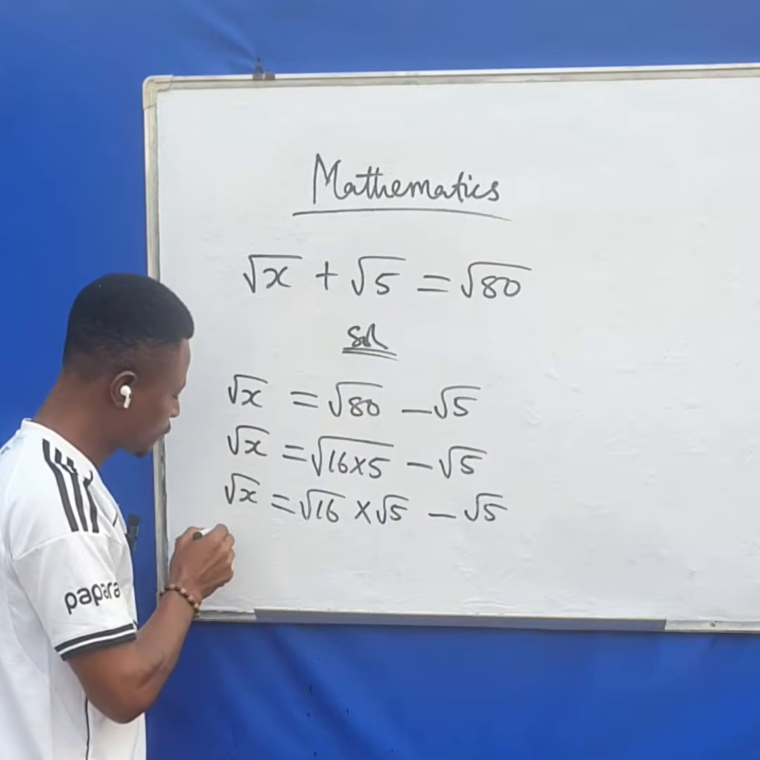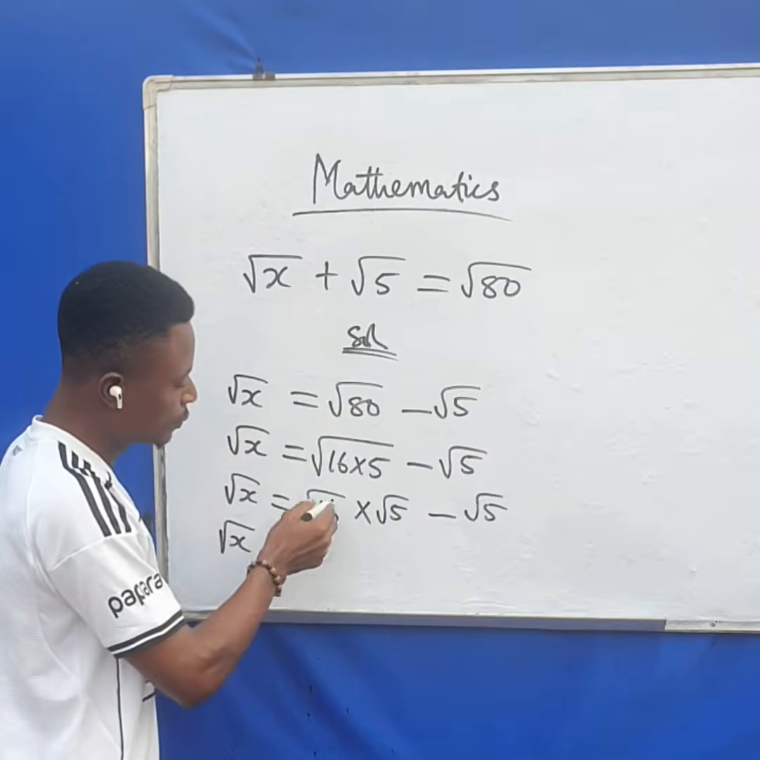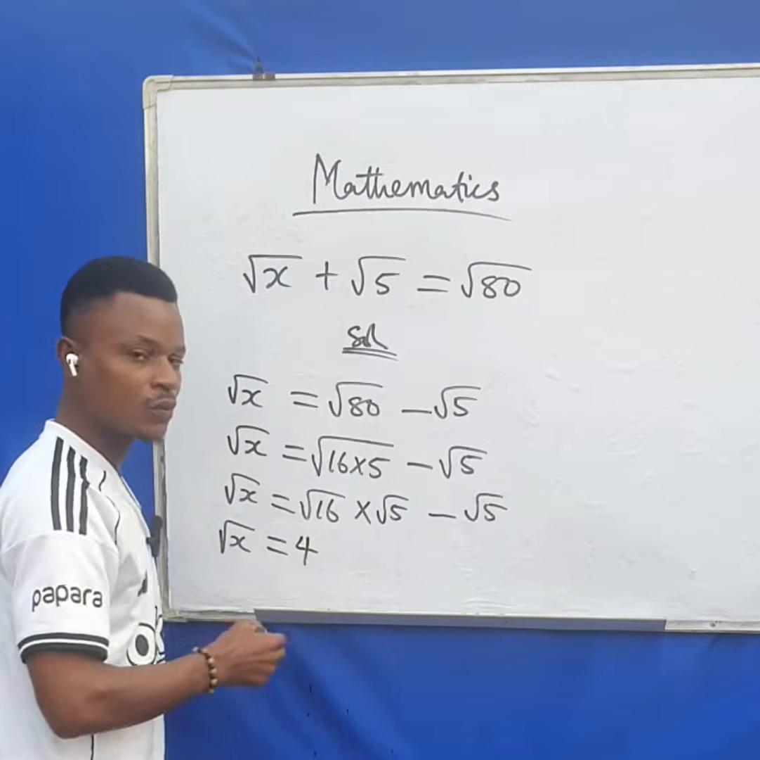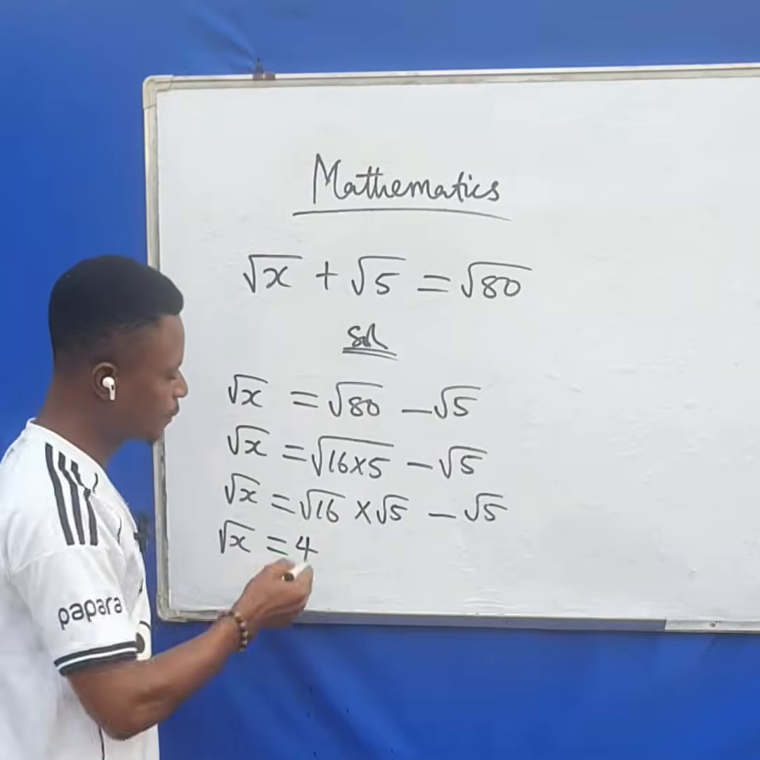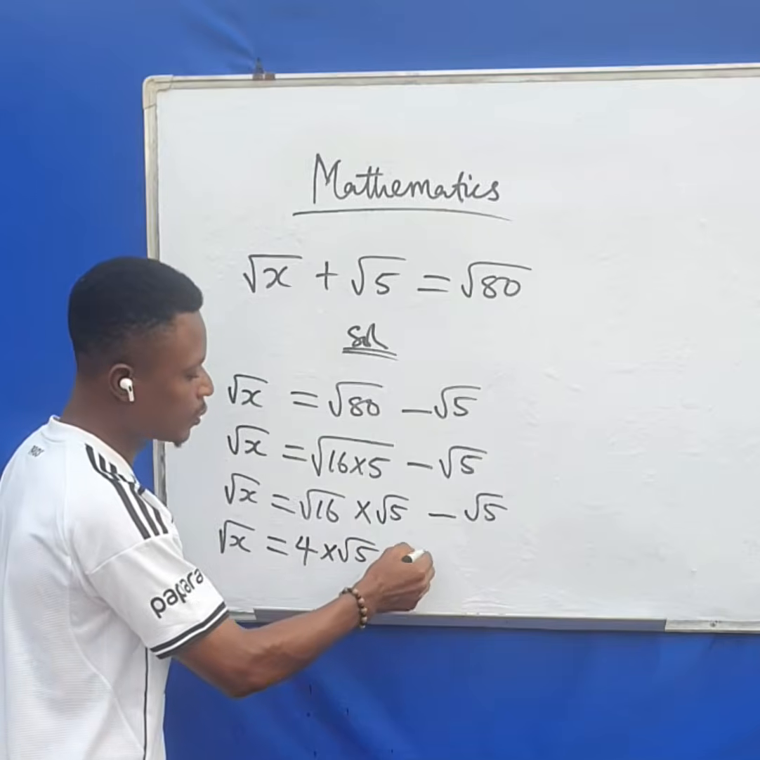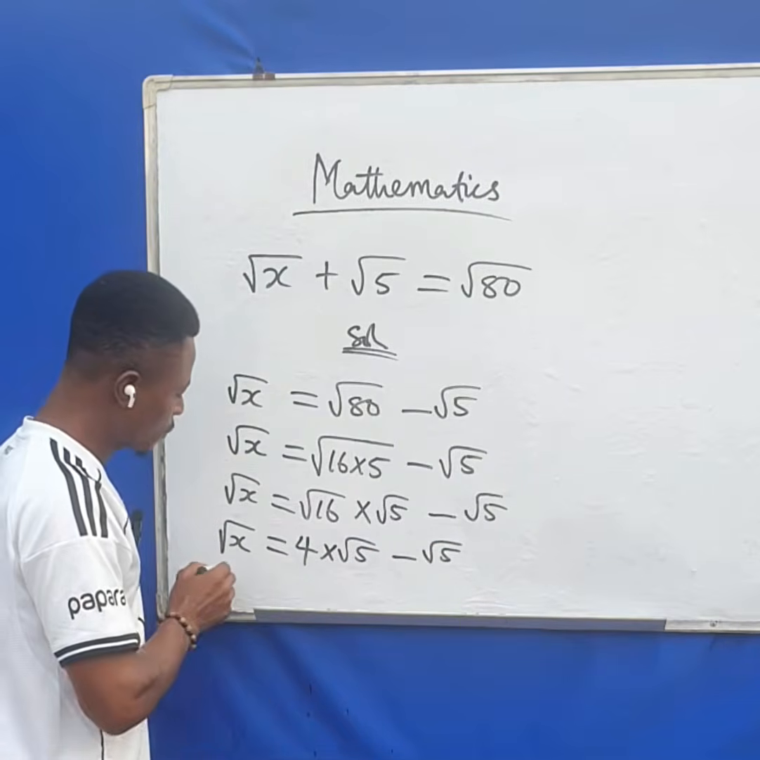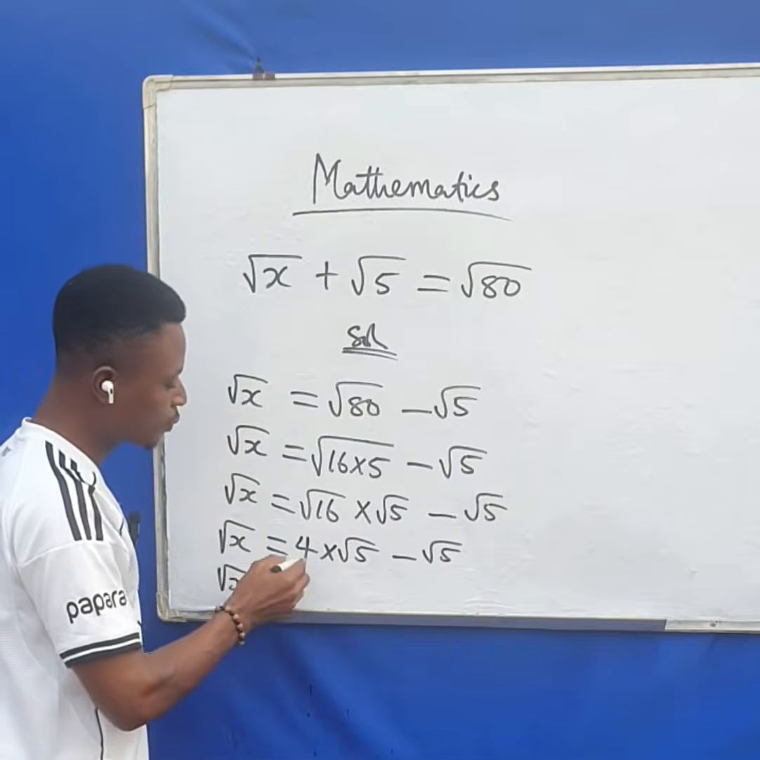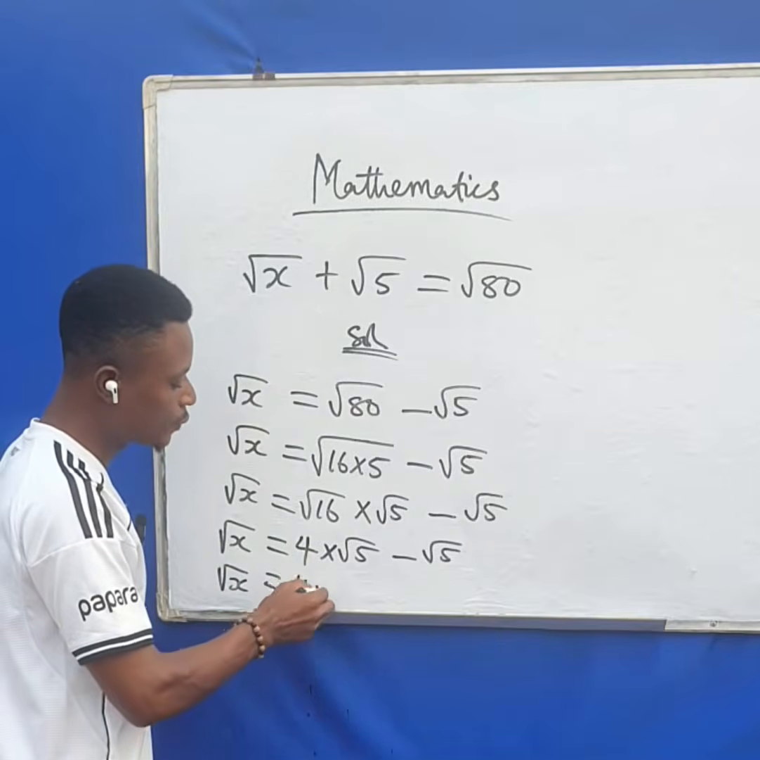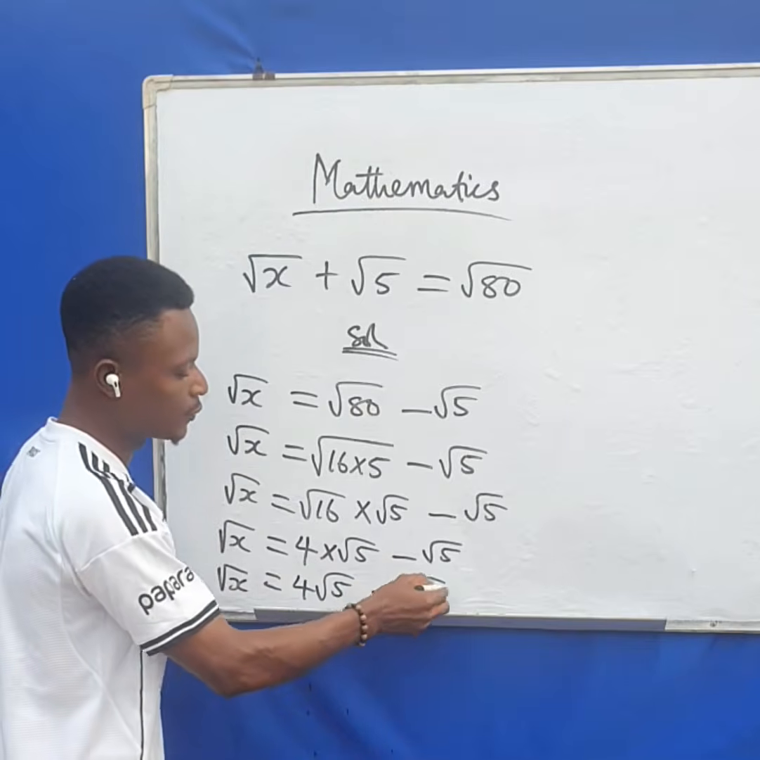You have square root of x equal to, square root of 16 is 4. Why? Because 4 times 4 will give us 16. Then times root 5 minus root 5. You have square root of x equal to 4 times root 5, which gives us 4 root 5, then minus square root of 5.